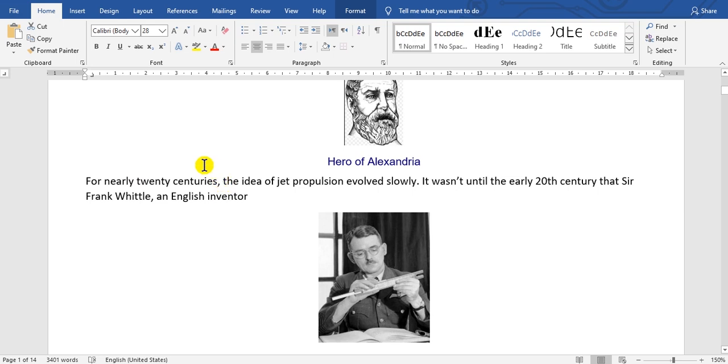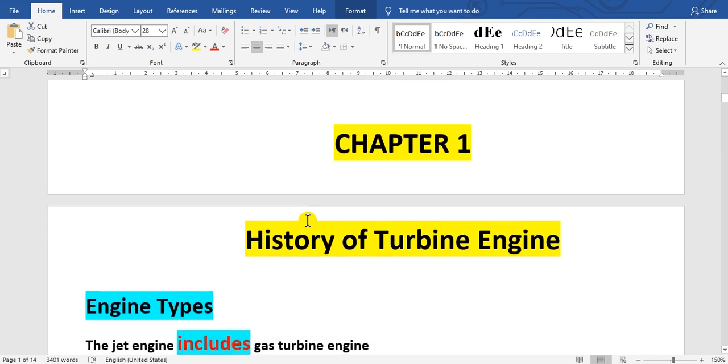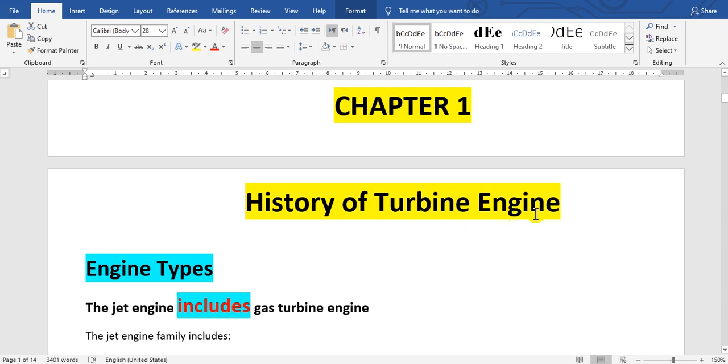for nearly 20 centuries, after 20 centuries, the idea of jet propulsion evolved slowly. It went on until the early 20th century, with Sir Frank Whittle, an English inventor. Mr. Whittle was an officer in the British Army, but the government did not help him to continue his invention. In between these three men, there are others who continued the development. We went through the history of the turbine engine.